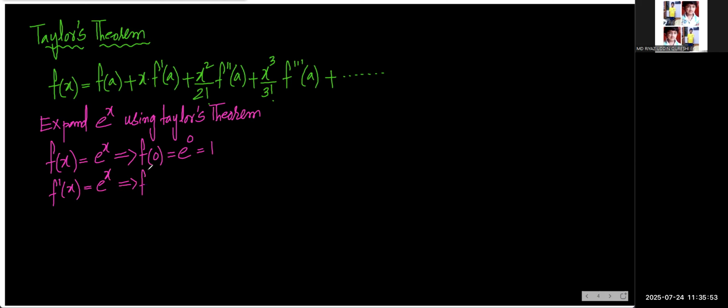Now if you find out f dash of 0, you get e power 0, that is again 1. Now we have double dash. If f double dash is equal to e power x, that is f double dash of 0 is equal to again e power 0, and that is 1. 3 terms we got. Enough. We write the formula and put the values.